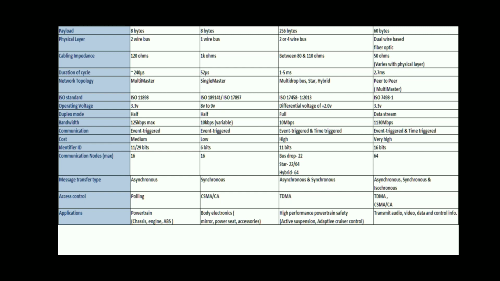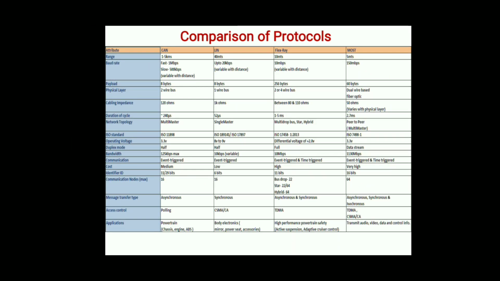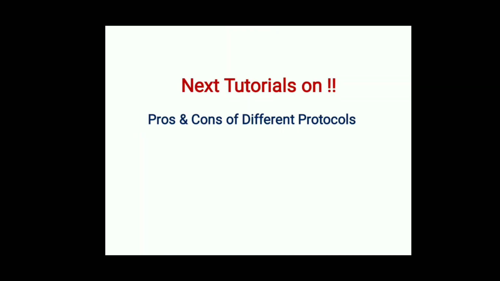Then LIN is for body electronics, less critical, such as mirrors, power windows and other accessories. Then FlexRay is a bit critical, high performance powertrain safety, for example active suspension, adaptive cruise control and so on. Then MOST, as I said, is multimedia, transmitting audio, video, data and control info. These are the main comparison study of the protocols. If you check these attributes individually, you can get more knowledge about the protocols with respect to automotive. Alright, the next tutorial is on pros and cons of different protocols, stay tuned.